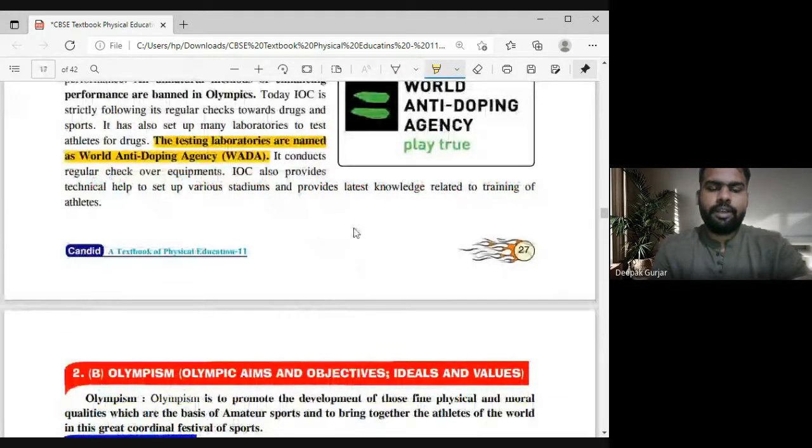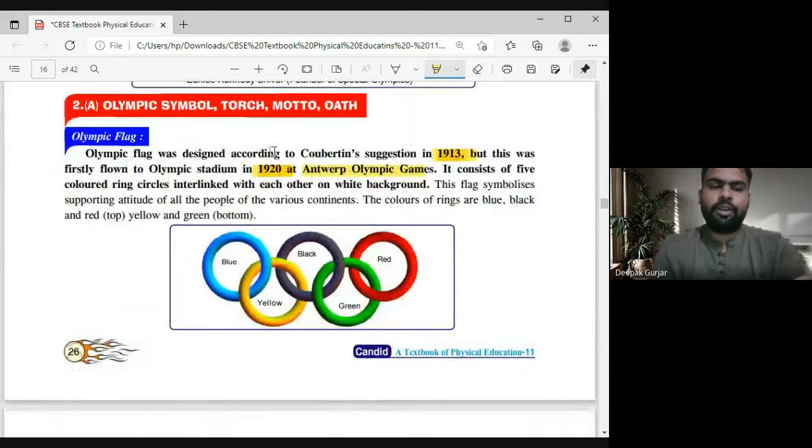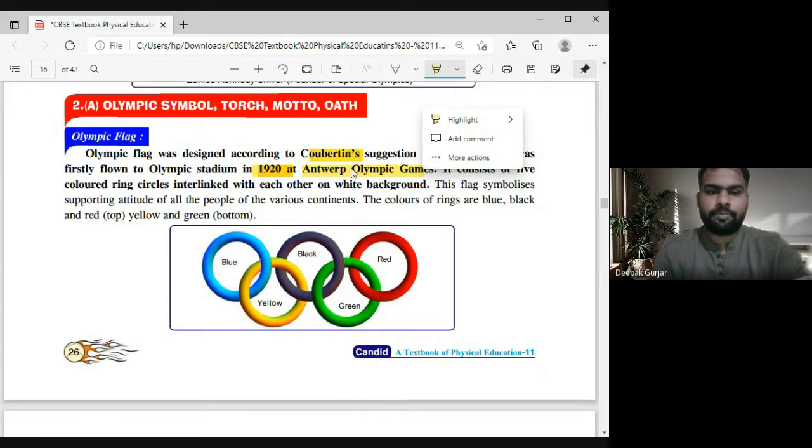So today we started with some topics, that is, the Olympic motto and Olympic flag. Let's recapitulate. We started with the Olympic flag. The Olympic flag was designed by Coubertin. It was designed in 1913 and ceremoniously flown in 1920 at the Antwerp Olympics. There were five interlinked rings, which symbolized the supporting attitude among various continents. The colors were blue, black, red, yellow, and green.